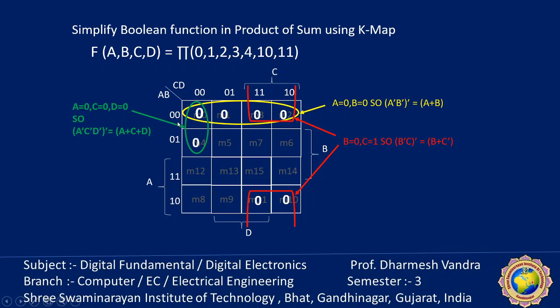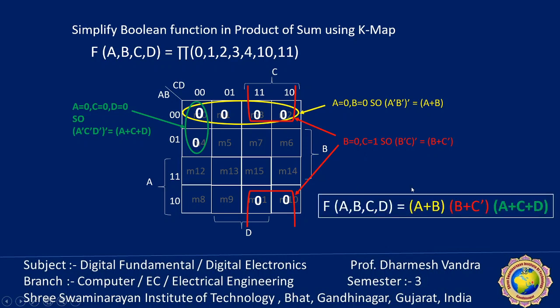And the combination of these three functions, the result is A plus B, ANDed with B plus C dash, ANDed with A plus C plus D. So this is known as a product of sum, POS. Is it making sense? I hope you understood these things.